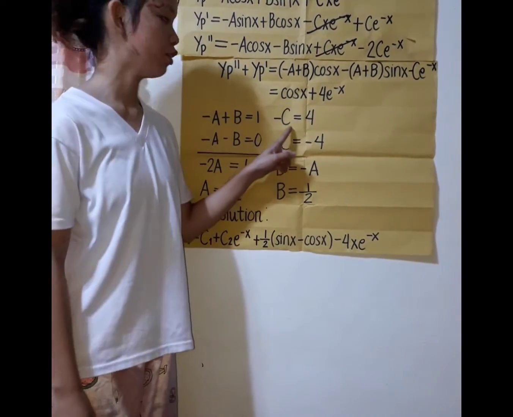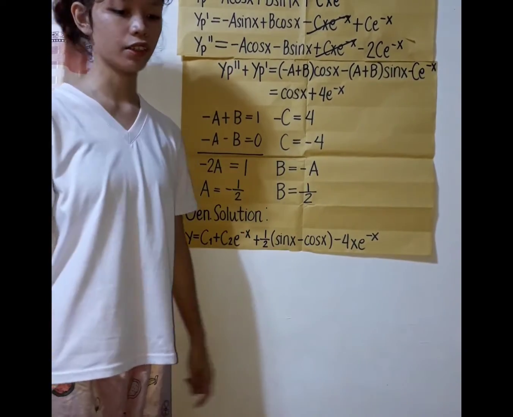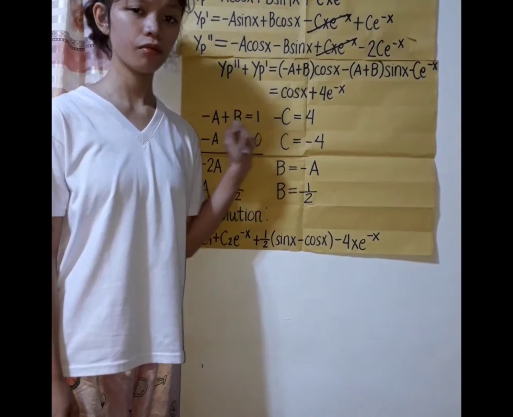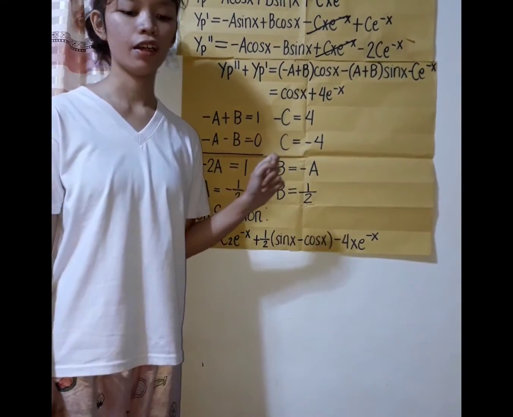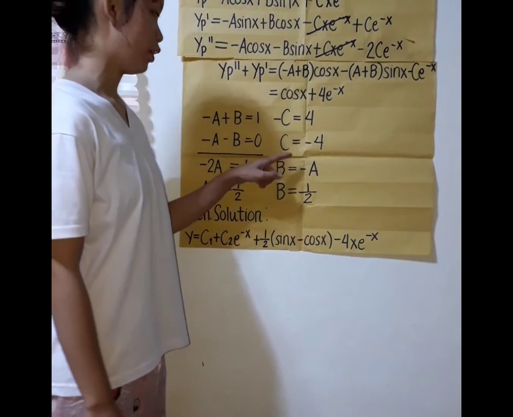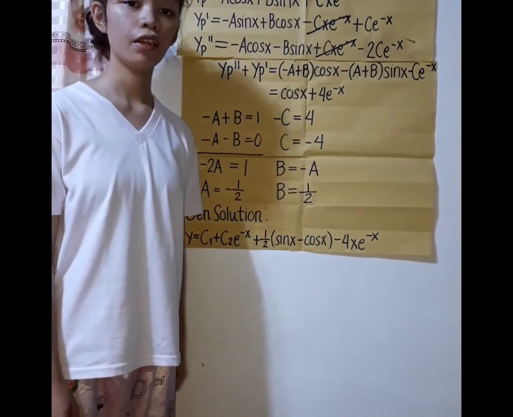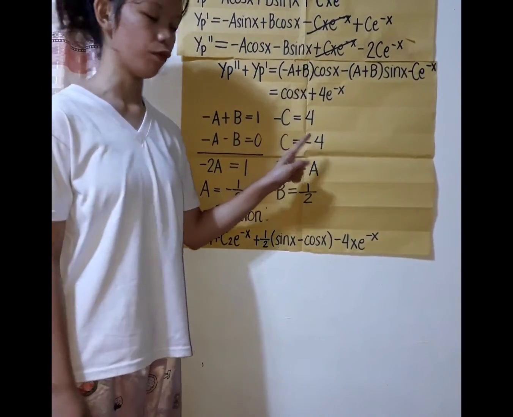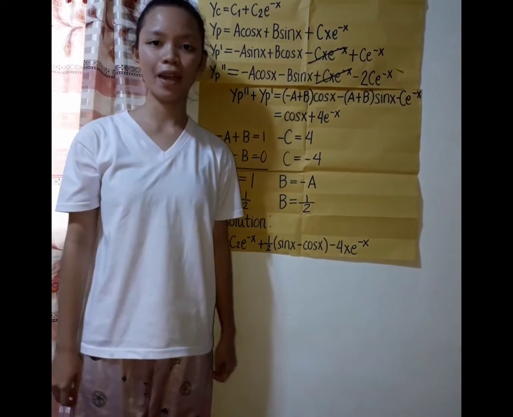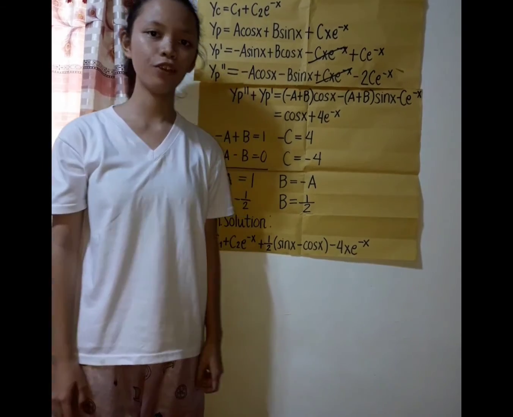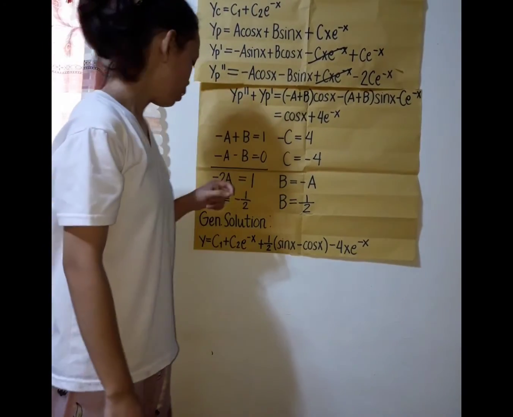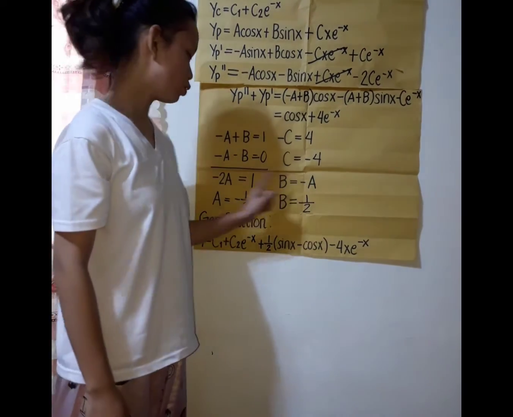So, for the value ng c, ang coefficient ng c ay negative c is equals to 4. At dito, ang coefficient ng e raised to negative x ay 4. And that will be a c equals to negative 4. So, dahil meron na tayong value ng a, ibig sabihin, pwede na natin kuhanin ang value ng b, which is magagaling siya dito. So, b will be equals to negative a.